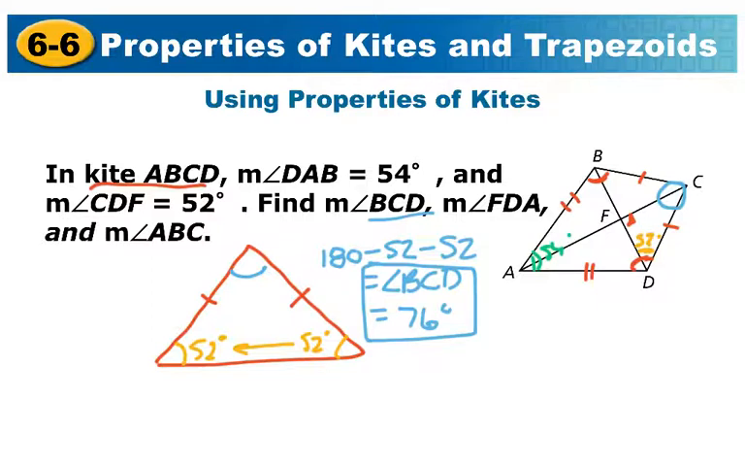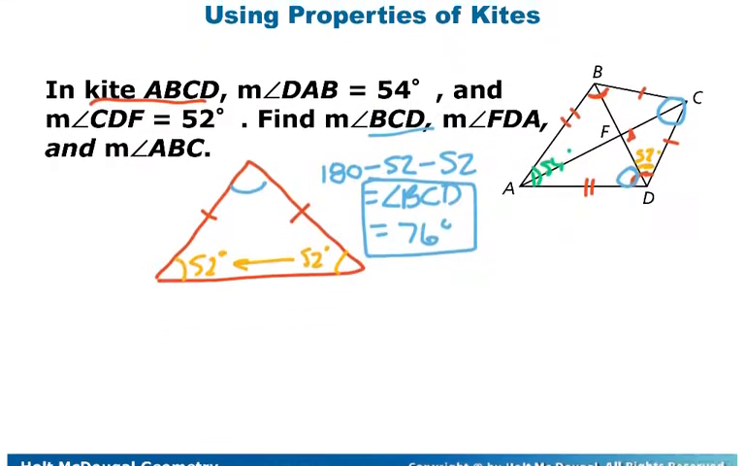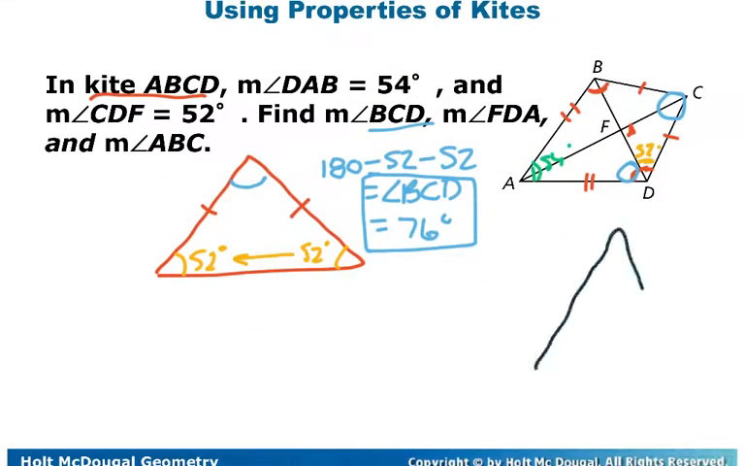Alright, then taking a look at the next one, we're trying to find FDA, so that is down here. That also comes from an isosceles triangle. Taking a look at our isosceles triangle, the upper angle is 54 degrees, and then these 2 base angles are going to be the same. One of them is angle FDA.